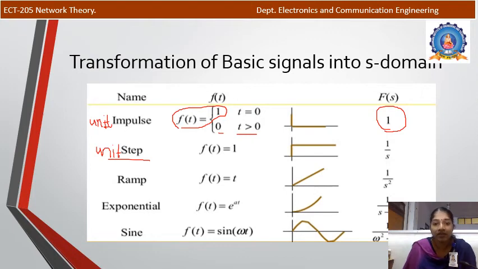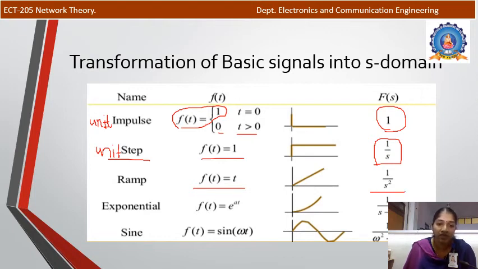The step signal is nothing but it will have a value 1 when t is greater than 0, right? So this will be the representation of the unit step signal. Here f(t) is equal to 1, its Laplace transform is 1 by s. And next one is a ramp signal. Ramp signal is f(t) equal to t. That means it is linearly increasing: as t increases, the function value also increases. And for f(t) equal to t, the Laplace transform will be 1 by s square.